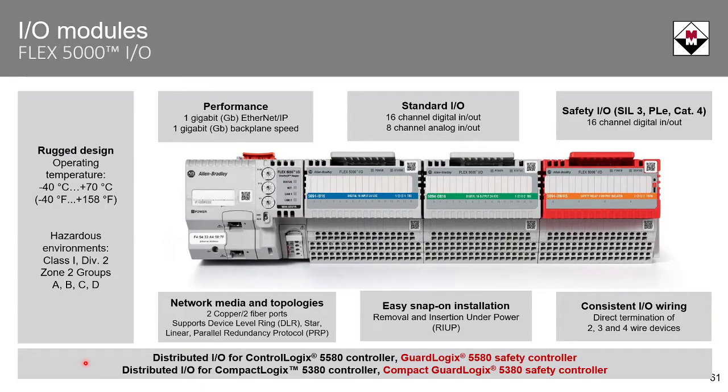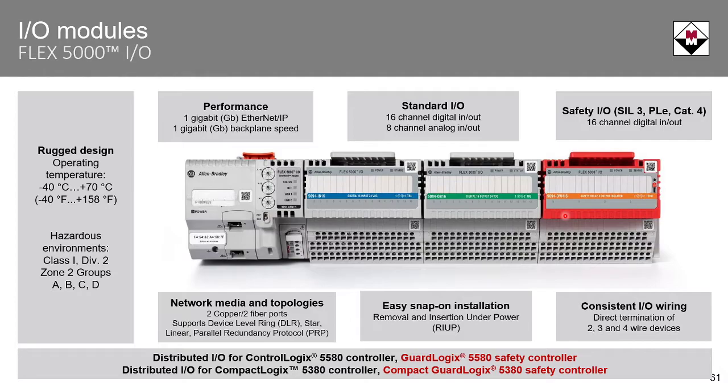Flex 5000. This I/O family is the next generation of Flex. Catalog numbers start with 5094. They were introduced with version 31 as far as standard I/O modules, and then in version 32, the safety I/O modules were introduced. Flex 5000 I/O works with, you can probably guess it, only the high-performance controllers, so the ControlLogix 5580 and the CompactLogix 5380 and 5480 controllers. Flex 5000 shares the same size footprint as its predecessor, the Flex 1794 family, but it is not interchangeable.